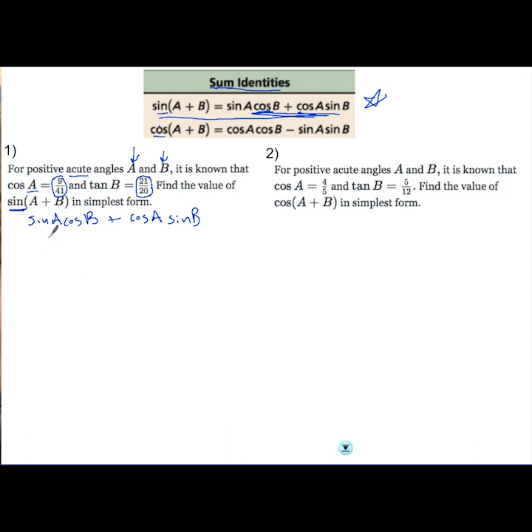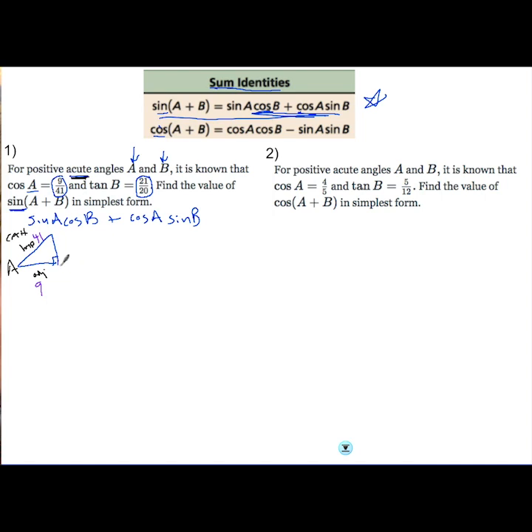So what I'm going to do here is build a right triangle right here. And I'm going to put this as angle A because it's a positive acute angle, so it's less than 90 here. So rotation is positive. And I know that the cosine of A is 9 over 41. So cosine is adjacent over hypotenuse, 9 over 41. That means this side is 9, this side is 41.